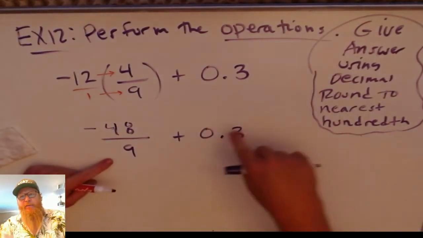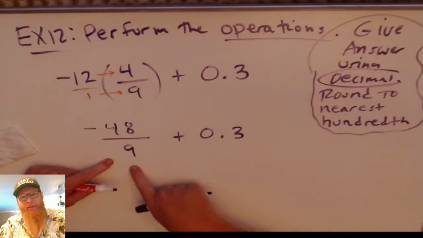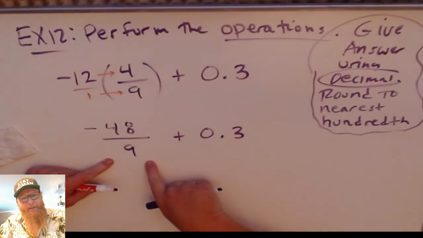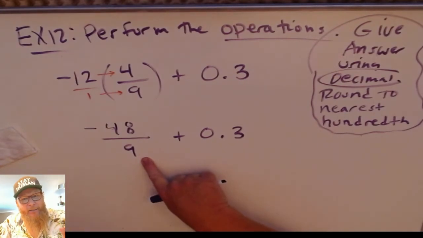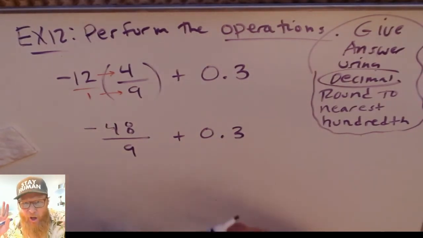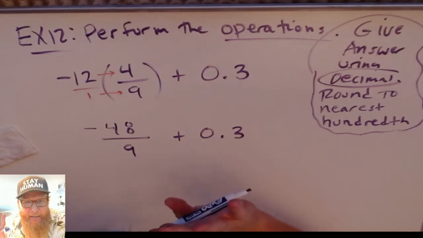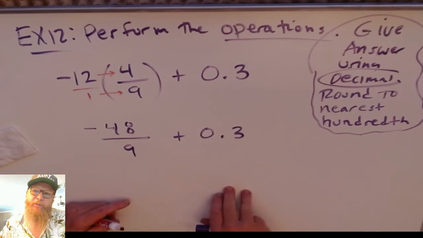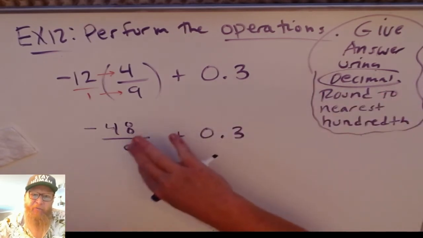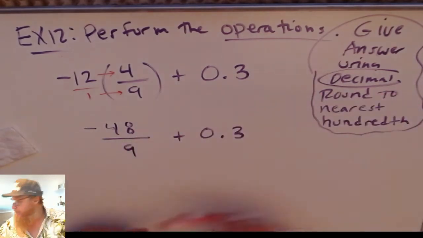Now I want to turn this into a decimal. I'm going to turn this into a decimal, but watch how I do it. I'm not going to do it quite yet. Hold off as long as you possibly can. And then when you go, all right, fine, I'm going to switch over to decimals, try to avoid them as long as you possibly can.